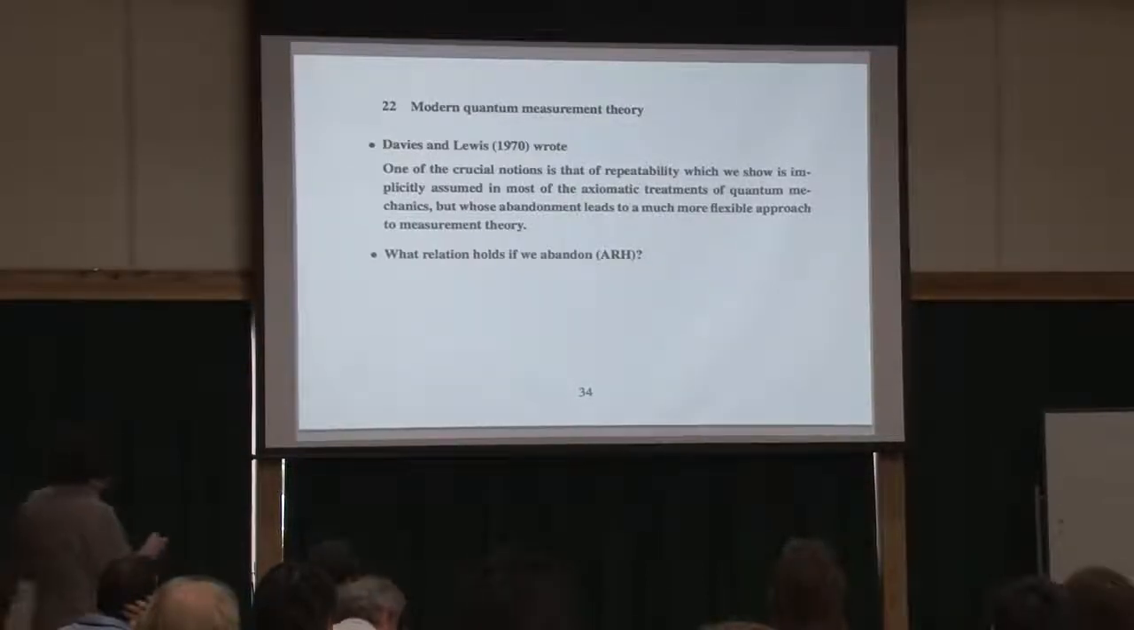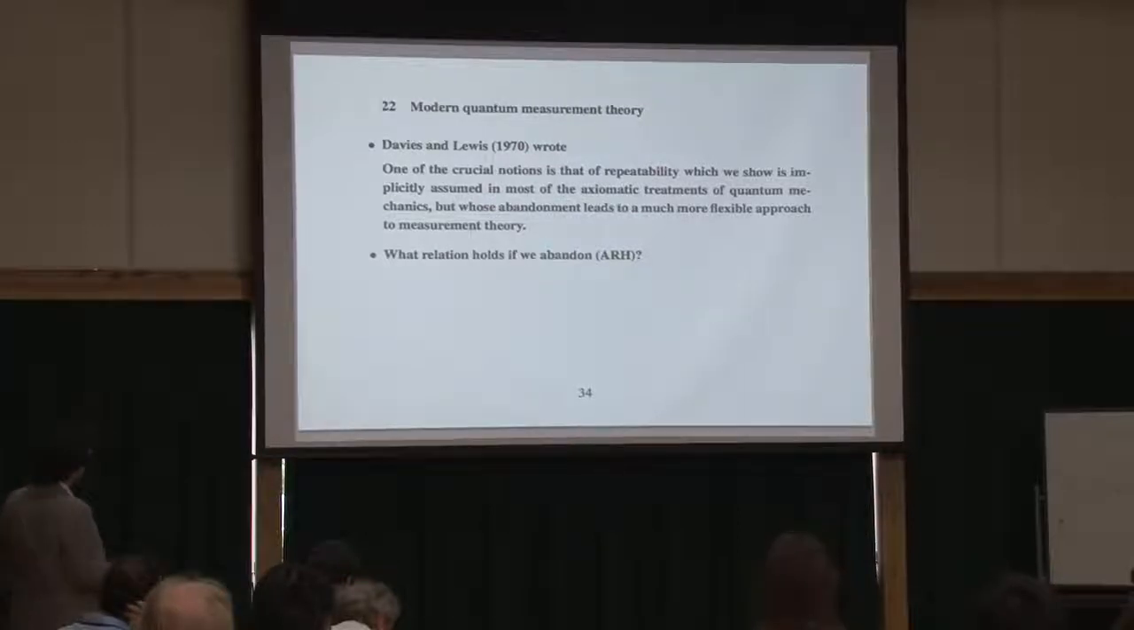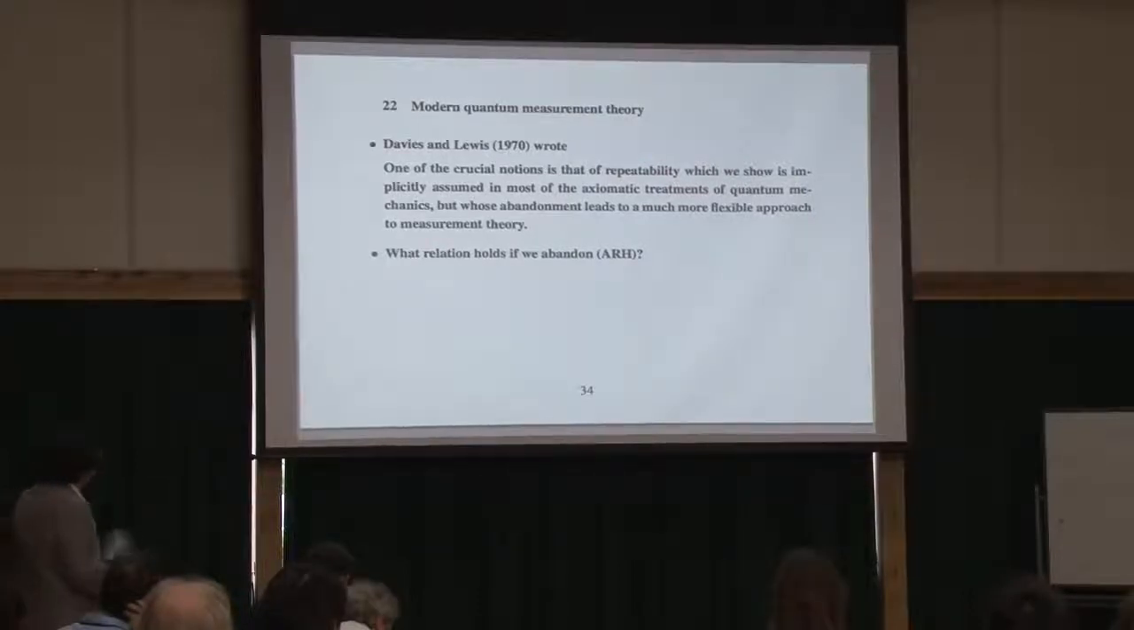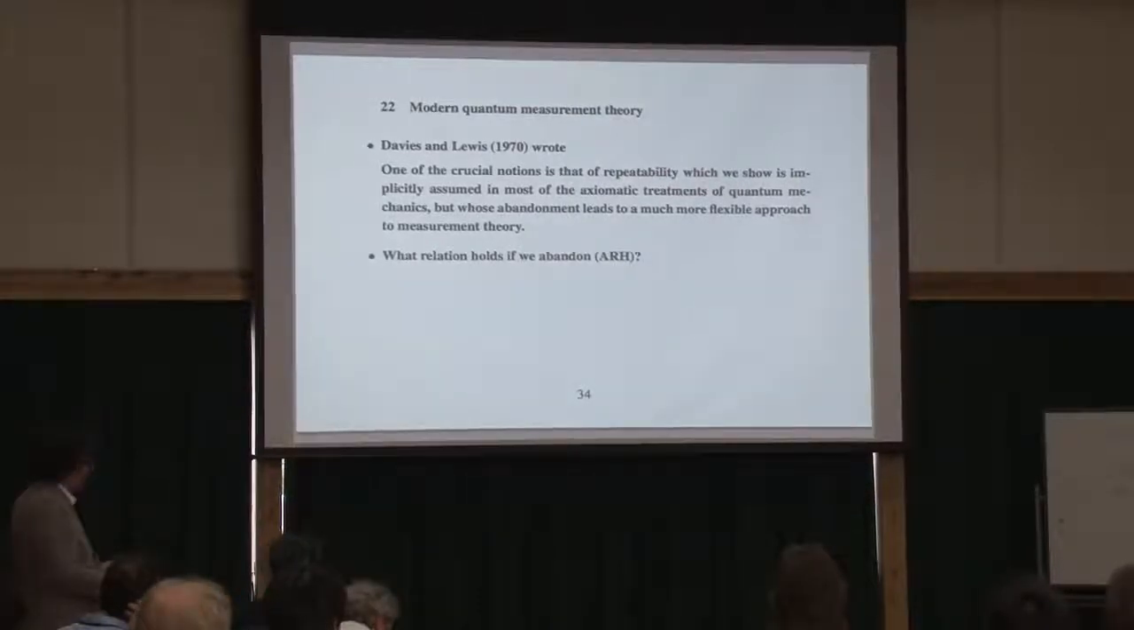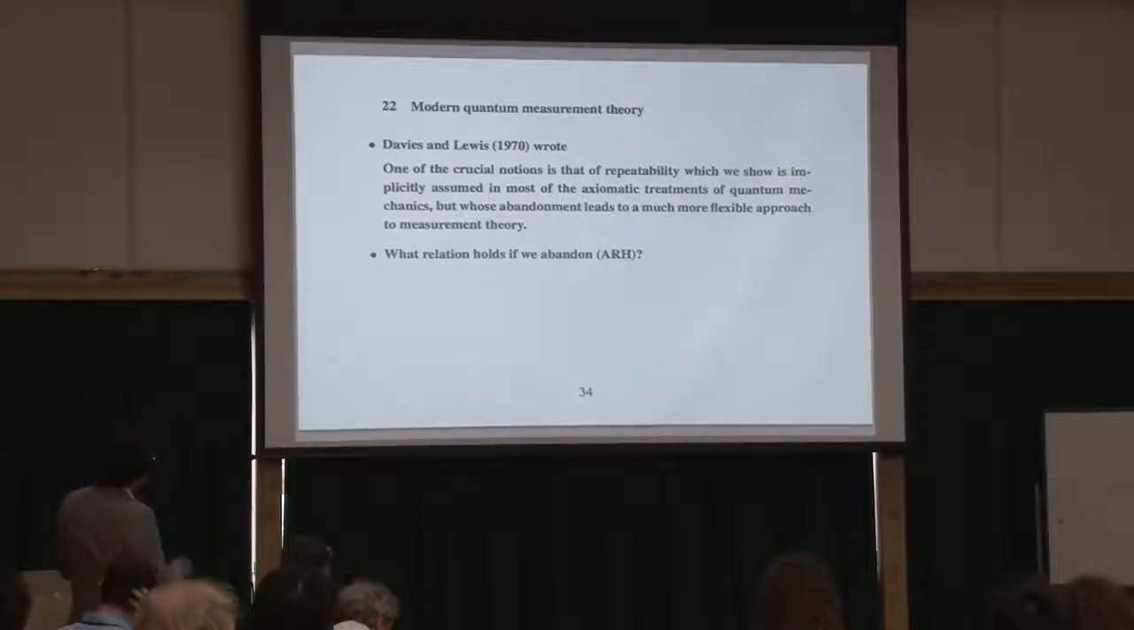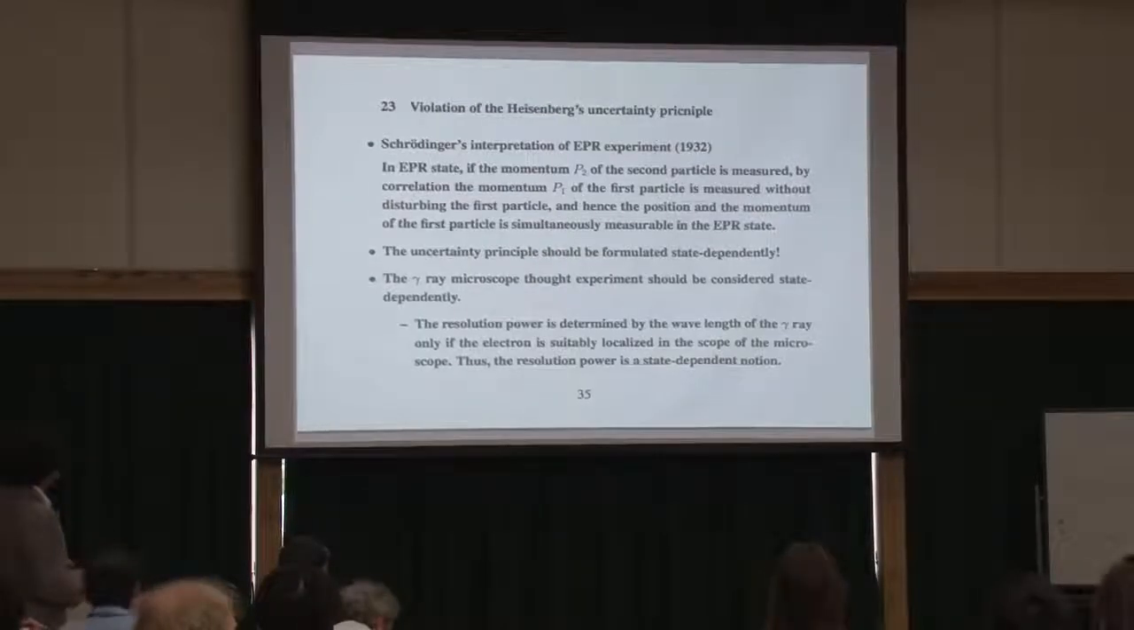However, modern quantum measurement theory should abandon this repeatability. Davies and Lewis, in their 1970 paper, wrote: one of the crucial notions is that of repeatability, which we show is implicitly assumed in most of the axiomatic treatments of quantum mechanics, but whose abandonment leads to a much more flexible approach to measurement theory. So now we have a measurement theory which abandons the repeatability hypothesis. We treat all generalized measurements as measurements.